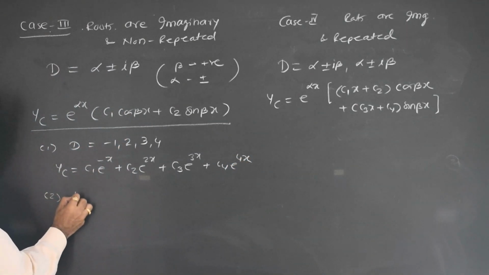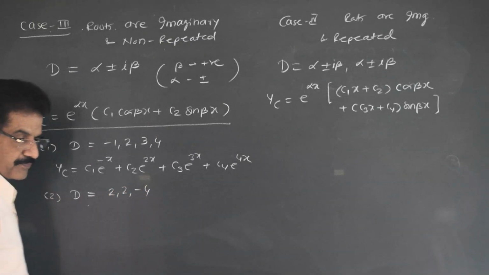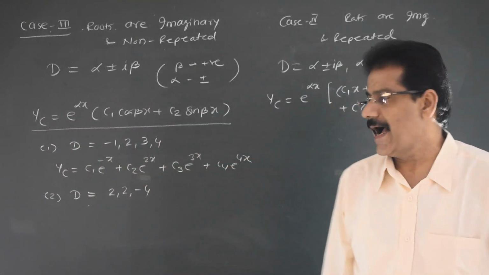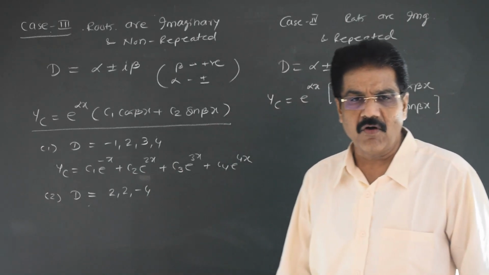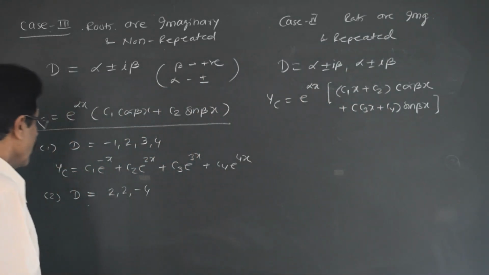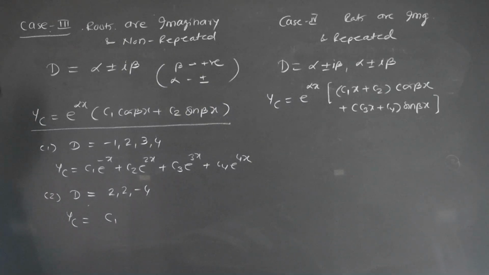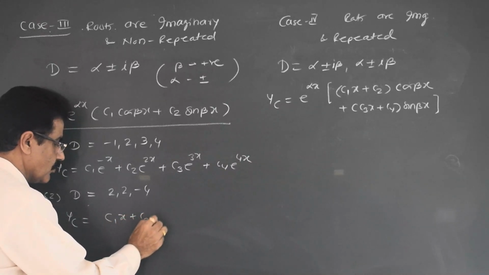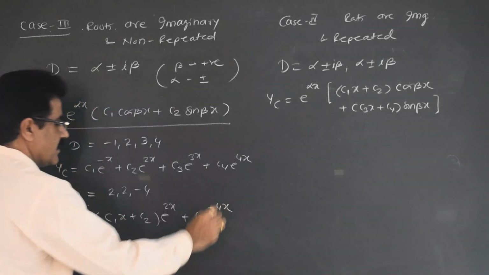Let us take number 2. If I get D is equal to 2, 2 and minus 4, it means that two roots are repeated and one is different or non-repeated. In all, there are 3 real roots. It means that we have to now use case number 2 to write down the solution as yc is equal to... Now it doesn't make any difference whether you write down minus 4 first or 2 first. If you want to write down 2 first, we have to use case number 2, (c1x plus c2) e raised to 2x plus c3 into e raised to minus 4x.